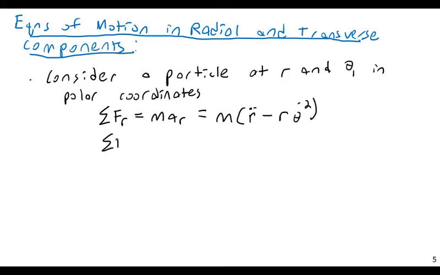And then the sum of forces in the theta direction, or the angular direction, is going to be m a theta. a sub theta, the acceleration in the angular direction, is going to be equal to m times r theta double dot plus 2 r dot theta dot. And there is no r dot here. This is the only component. So this is r double dot, r theta dot, r theta double dot, r dot theta dot.